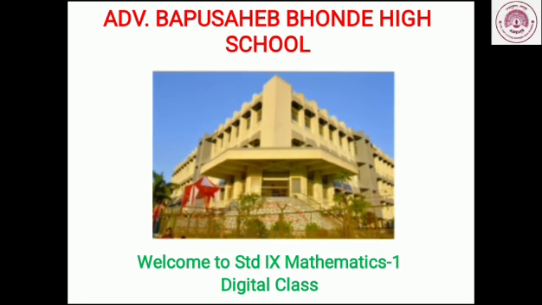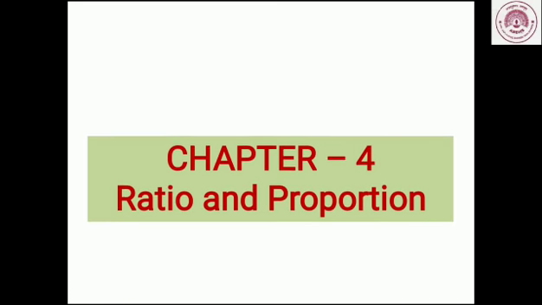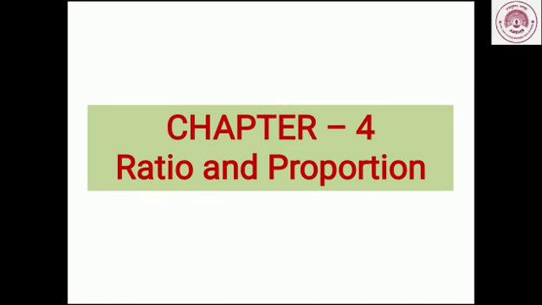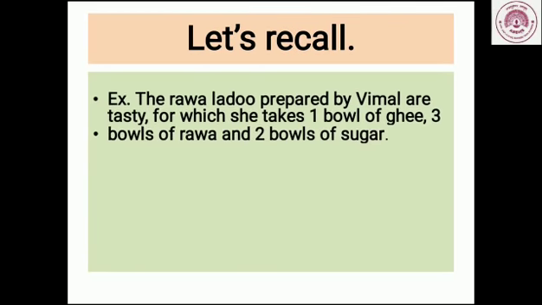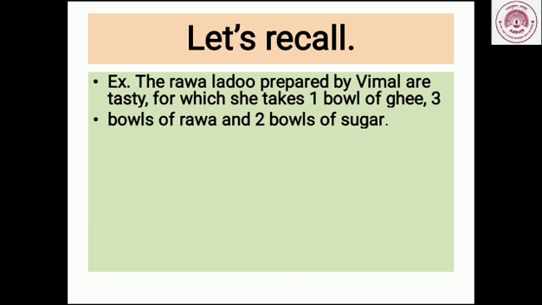Today we will begin with the next chapter, chapter 4, ratio and proportion. Now students, you have learned ratio and proportion in the previous years. So let's recall it with an example. The rava laddu prepared by Vimal are tasty, for which she takes 1 bowl of ghee, 3 bowls of rava and 2 bowls of sugar.